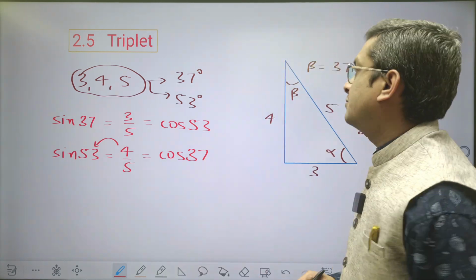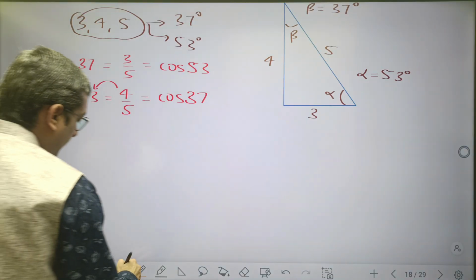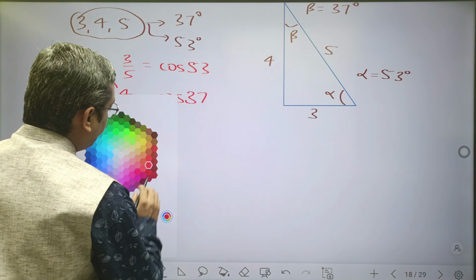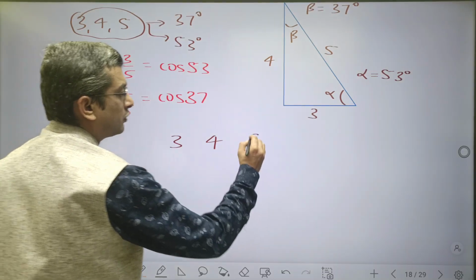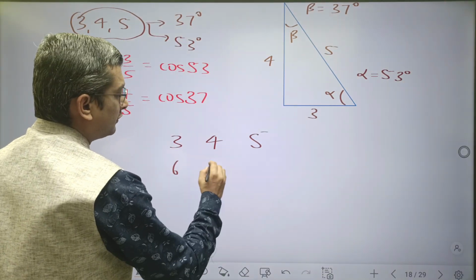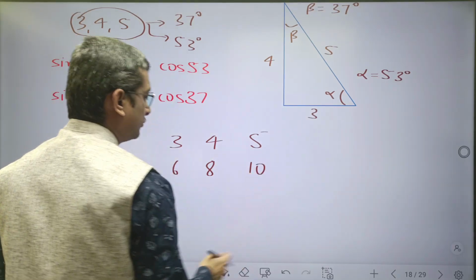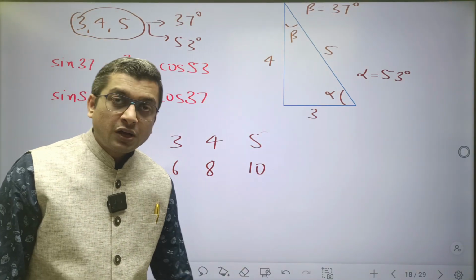There must be some logic. So these are the triplets. Now there can be many more triplets if you multiply this value by any number. For example, this is 3, 4, 5, one of the triplets. Multiply these numbers by 2, then 3 twos are 6, 4 twos are 8, 5 twos are 10. So this is one of the triplets. 6 square plus 8 square is equal to 10 square.